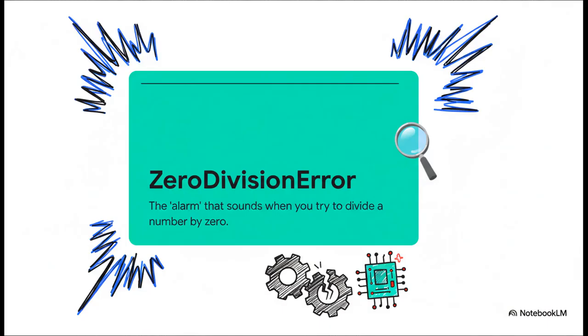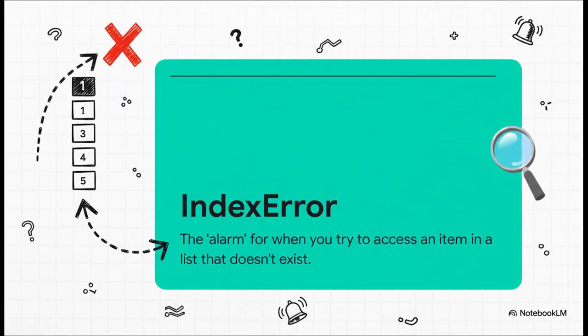And these alarms are super specific. For example, if your code tries to do that impossible math problem of dividing by 0, the alarm that sounds is a ZeroDivisionError. It's not just a generic error. It's telling you exactly what's up. Or say you try to grab an item from a list that isn't there, like looking for floor 13 in a 12-story building.